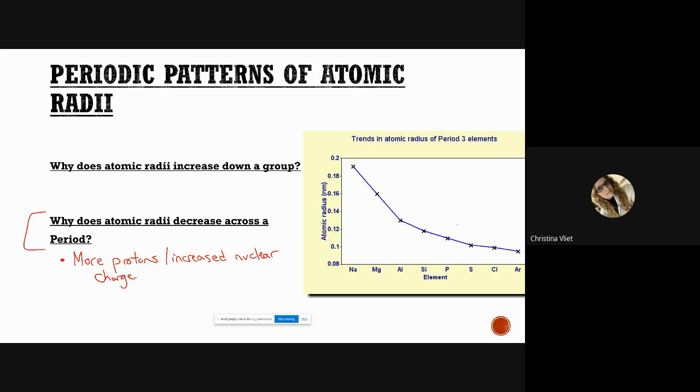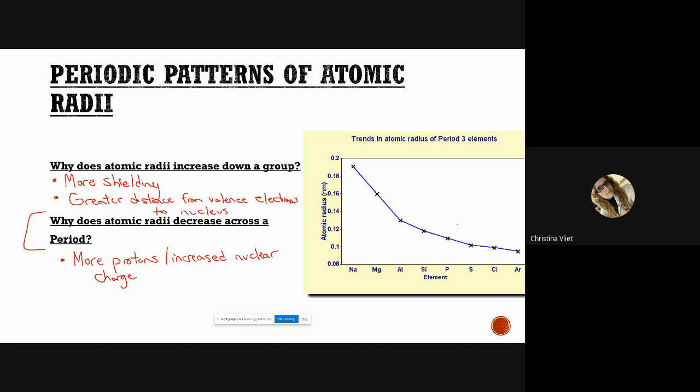And then why does atomic radius increase down a group? Just to remind yourself: more electrons, more shielding, and the valence electrons are further from the nucleus. So that's greater distance. That's just a fill in to remind yourself.